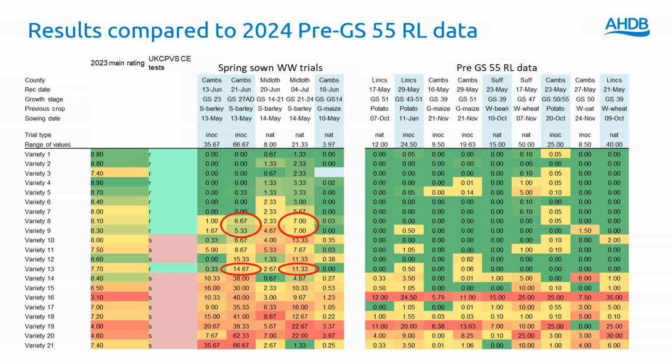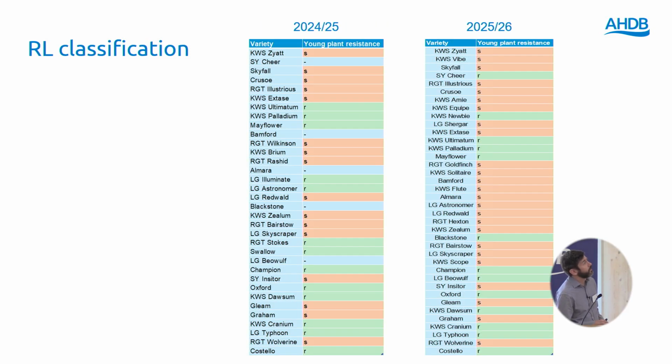This information is then assessed by our disease ratings team and also in consultation with the breeders, and then the reclassifications are made. And here we've got the RL classifications of young plant resistance. So last year's RL and the brand new RL that's out, and you can see where the classifications are. An additional change we had this year for classifying something as being susceptible at the young plant stage was that there needed to be more than one trial where more than 5% disease was seen.